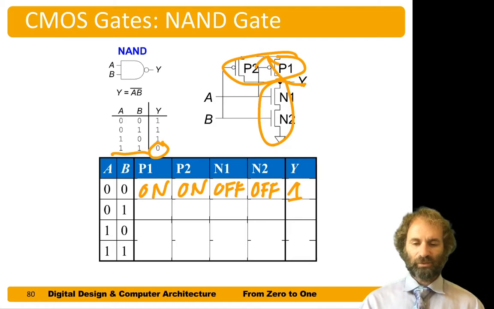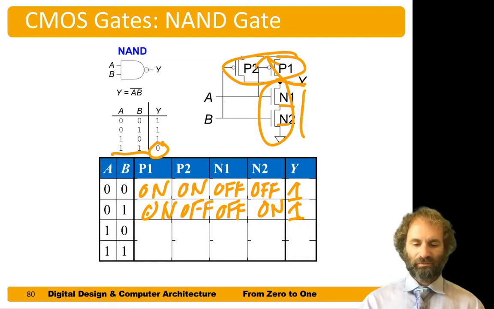Let's say A is 0 and B is 1. When A is 0, P1 is still on, P2 is off. N1 is off, and N2 is on. So there's a path through P1 from Y to power. There's no path through P2, but it doesn't matter. There's some way for power to get to Y. So Y will become 1. There's no path from Y to ground, because even though ground could get through N2, it gets blocked by N1, so there's no connection from Y to ground.